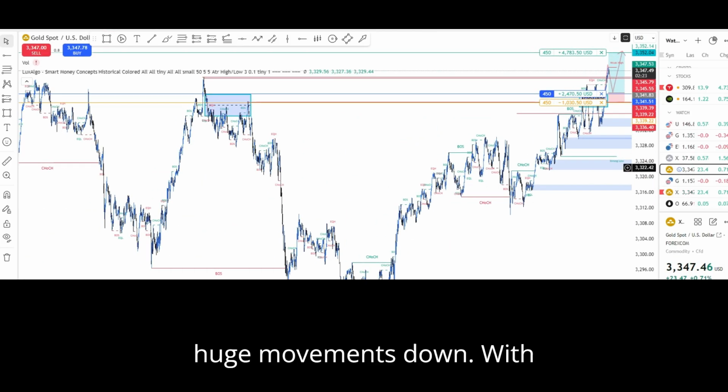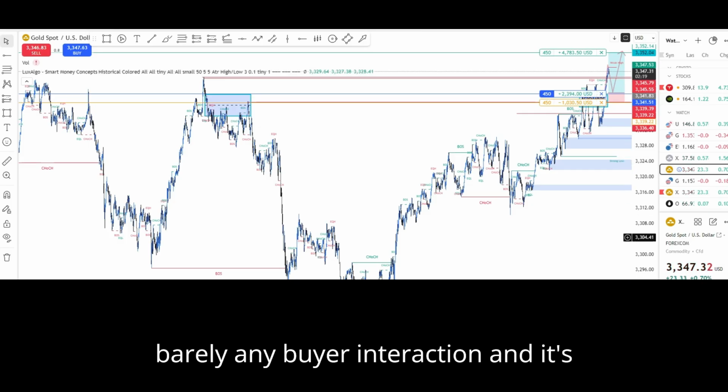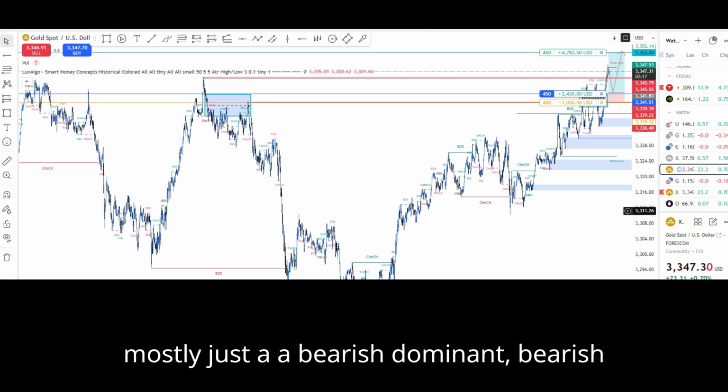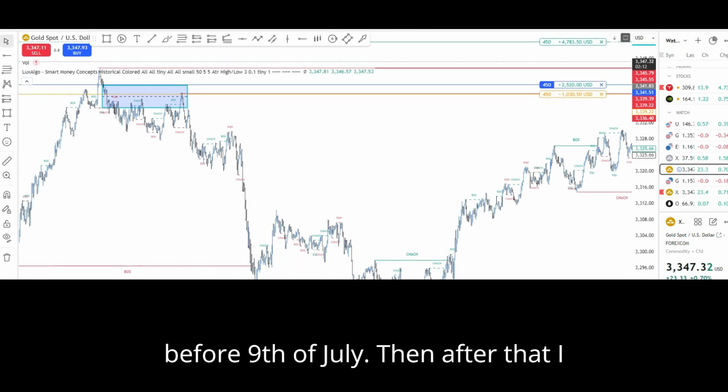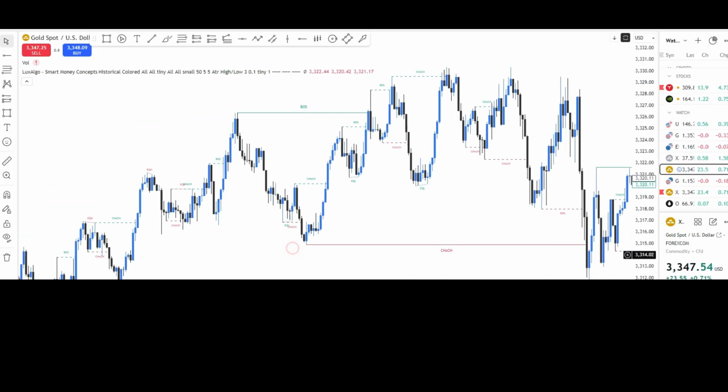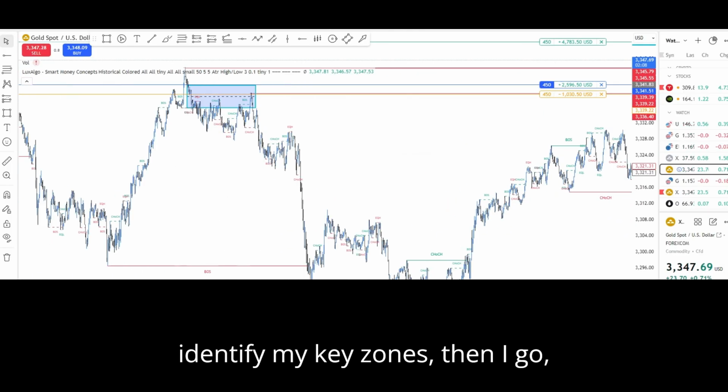I check huge movements down with barely any buyer interaction, and it's mostly just a bearish dominant market from, I think, 9th of July, before 9th of July. Then after that, I identify my key zones.